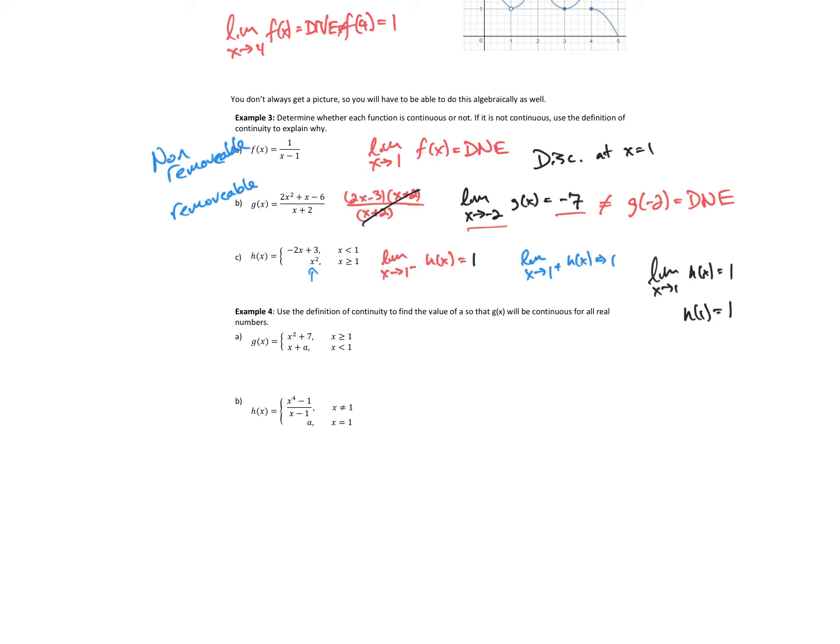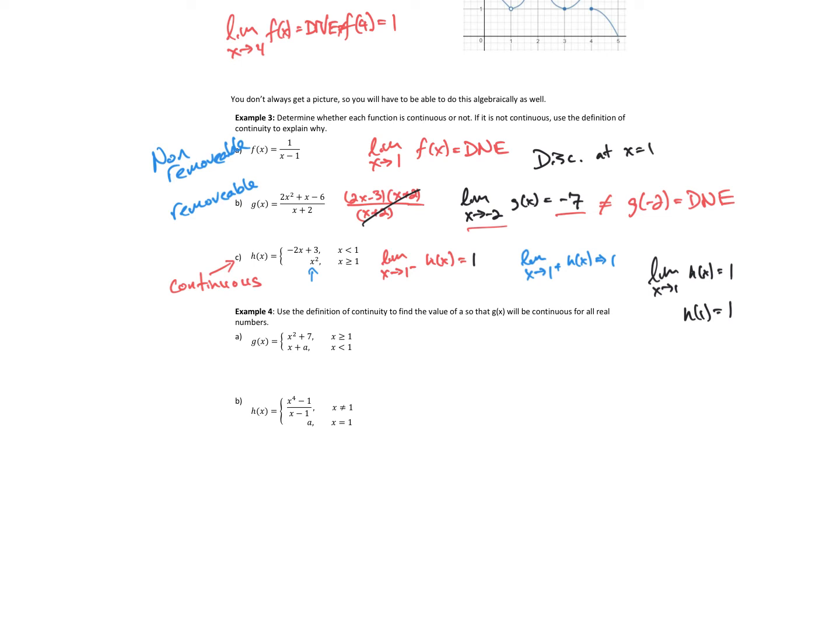I get 1. So what do we know? Does my limit equal my value? Yes. So what do we know about this function? This is continuous. Because why? A limit is equal to the value. All right, so this is the way that we do it a lot in calculus, with these kind of piecewise functions.